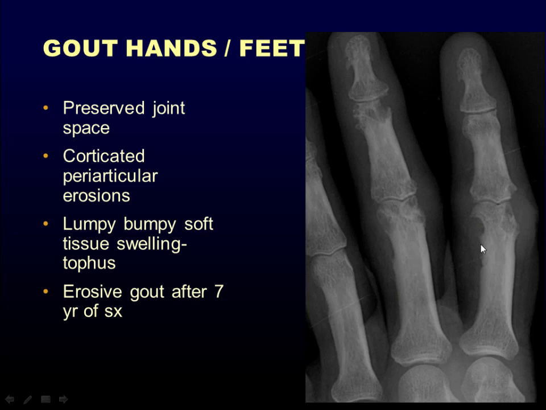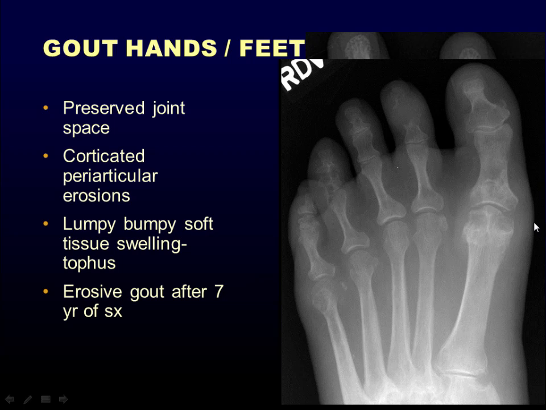Here again, big erosion. Here's a lump of tophus. We have erosive changes more distally, but if you look, the joint spaces are not narrowed. Even though it's taking out a big periarticular erosion, the rest of the joint is preserved. Same thing in the foot. Classic location at the first metatarsophalangeal joint. It almost looks like a cyst. Joint space is preserved. You'd have to get it in profile to prove that it's an erosion.